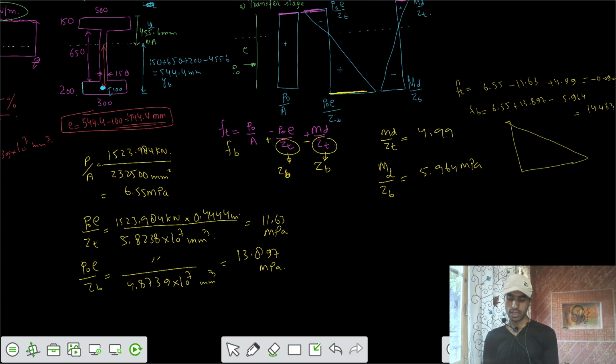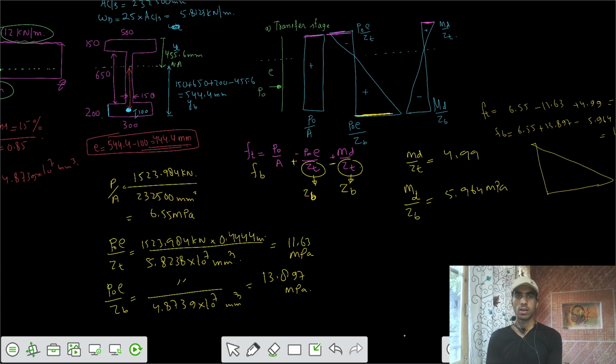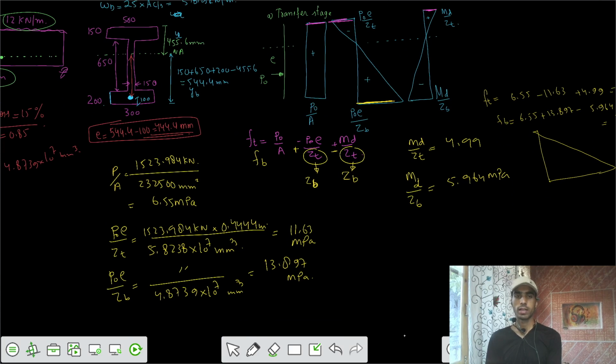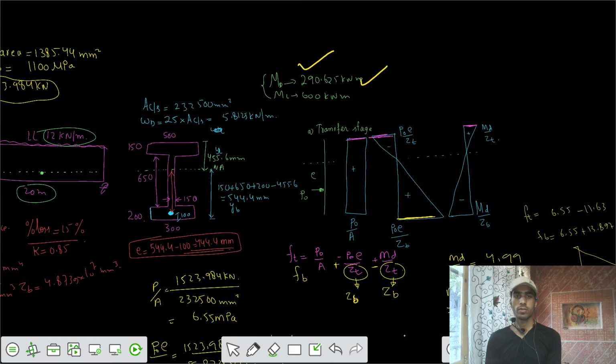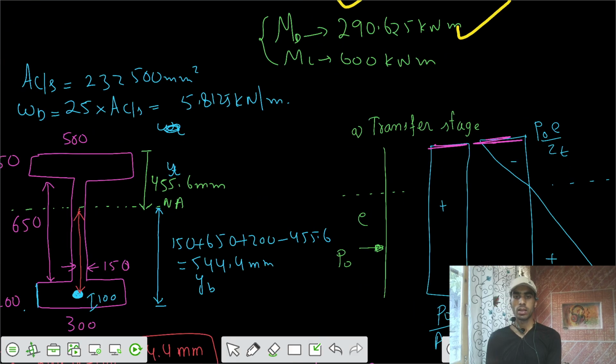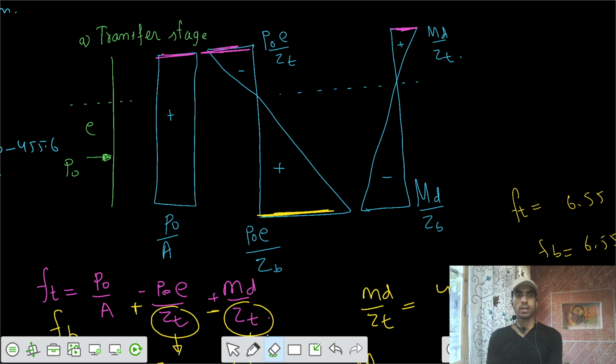Okay, now we need to take the second case, that is the final stage. For the final stage, the force that would be here is K times P naught, because there is some loss, and the value of K is 0.85. I can write K times P naught by A. Here we have to multiply every P naught with K. Every time you see P naught, you have to multiply with K.